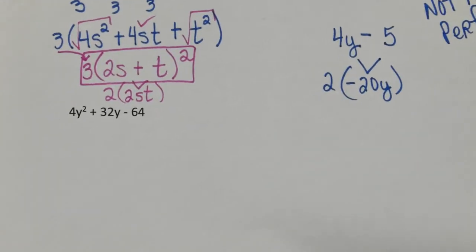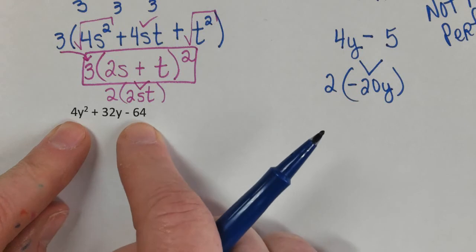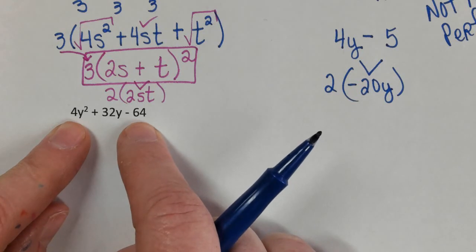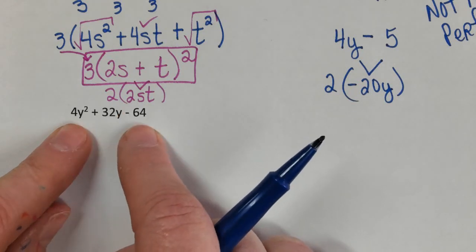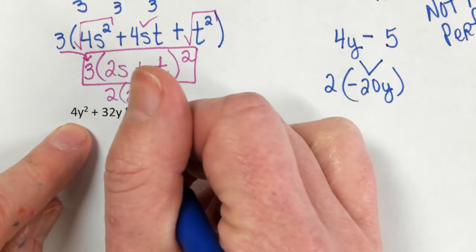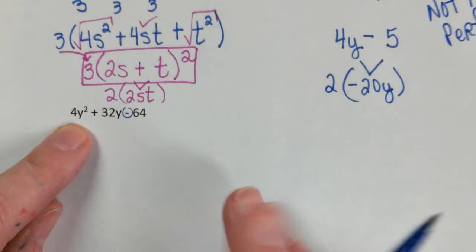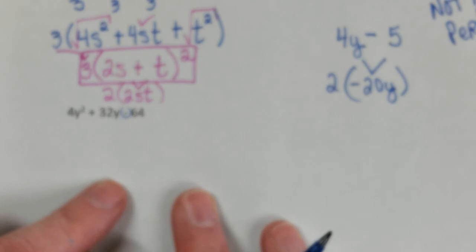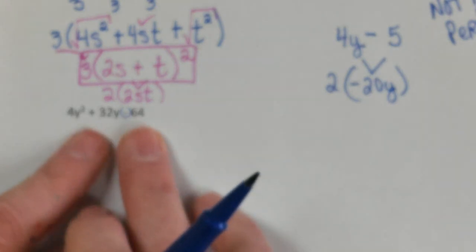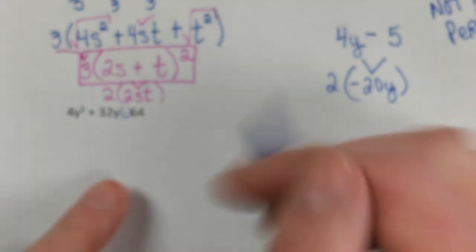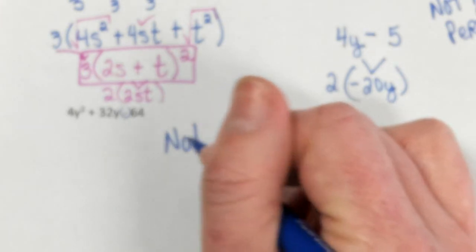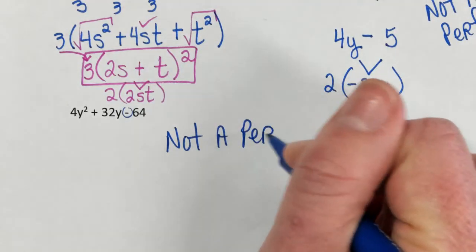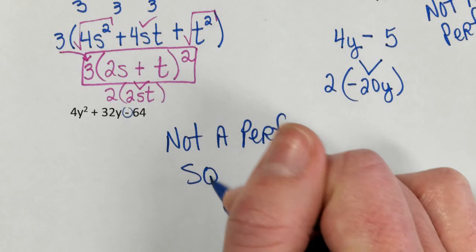Okay, let's look at the last one. Do I have perfect squares? I want you to notice I do, but there's a subtraction sign right there. So is this going to be a perfect square trinomial? No, it is not. This is not a perfect square trinomial.